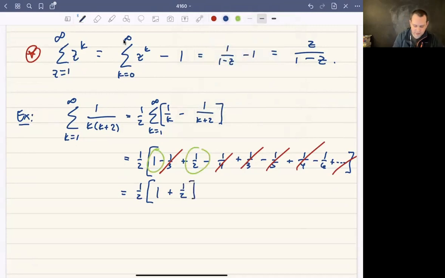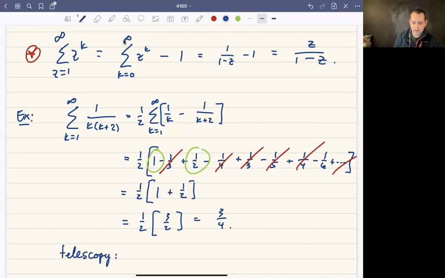this entire series is going to converge to 1/2 times 3/2, so 3/4. Okay, so this entire series converges to 3/4. This is what's called telescoping. So this is a telescoping series.